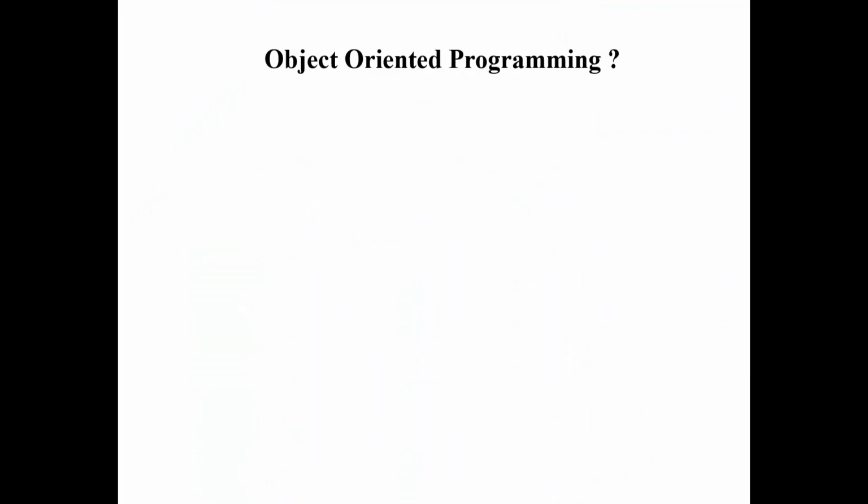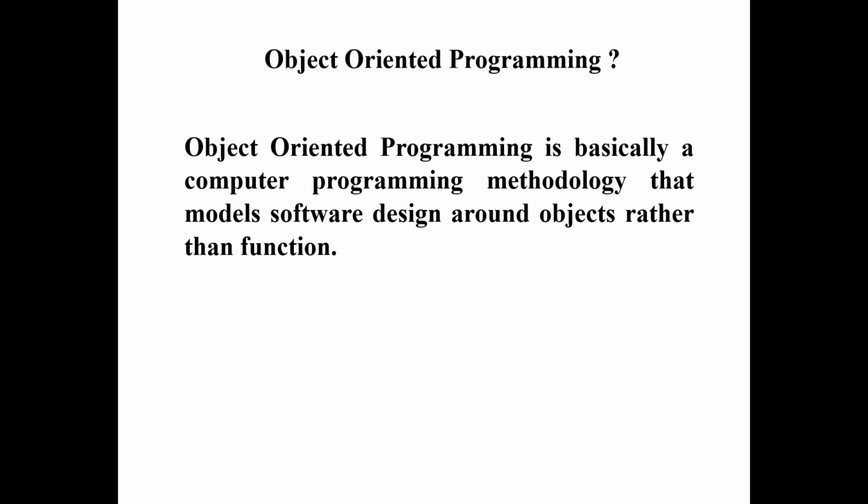What is object oriented programming? We are learning about the concept of the object oriented, but first let us see what we can call an object oriented programming. So the definition says object oriented programming is basically a computer programming methodology that models software design around objects rather than function. So in object oriented programming, everything is arranged as per the object, not per the function. Basically there are two main approaches. One is procedure oriented programming and the second one is object oriented programming.